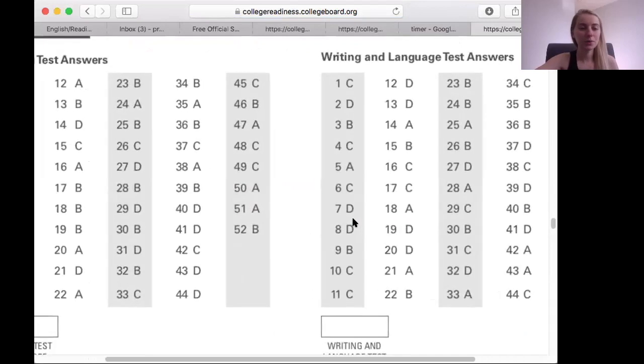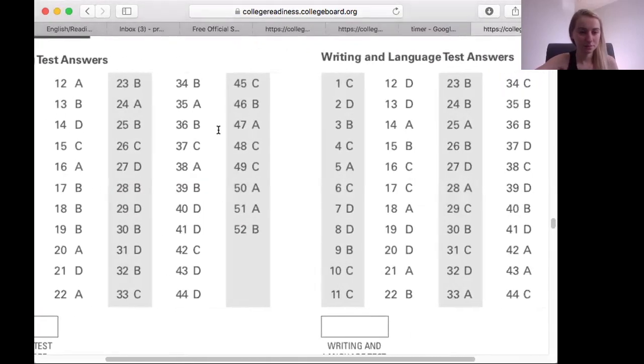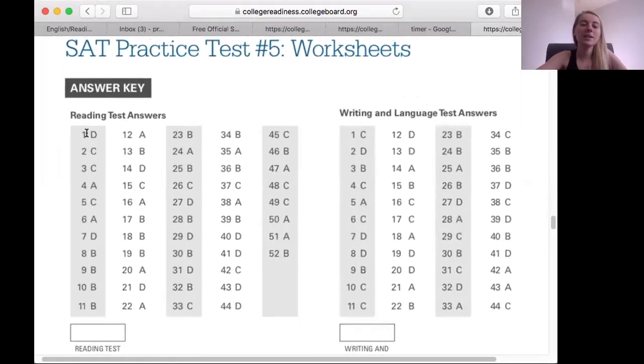So we're going to take a look at these. Number 1 is D, 2 is C, 3 is C, 4 is A, 5 is C, 6 is A, 7 is D, 8 is B, 9 is B, and 10 is B as well. So that is going to be your answers for this section.